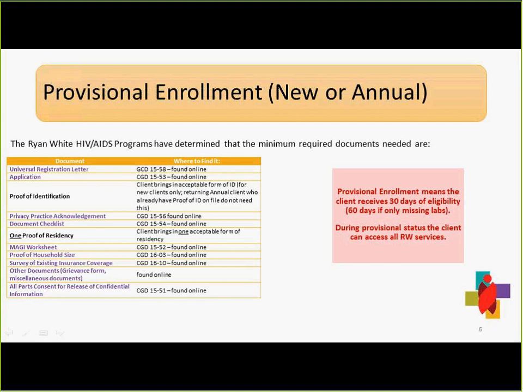Form 1625 provides guidance on what to look for when determining if a client meets criteria for full enrollment or should be given provisional status.